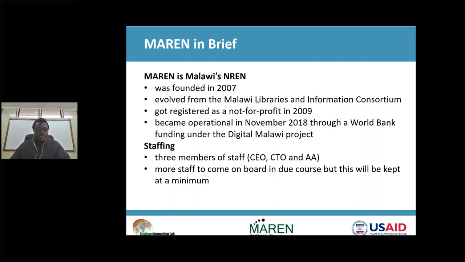MARIN is the NREN in Malawi. It was founded in 2007, and evolved from what was called the Malawi Libraries and Information Consortium. At this point, librarians were trying to negotiate affordable access to content. Indeed, they managed to do that. However, the problem was access to the content that they had negotiated for. At this point, they thought it necessary to see how best to improve internet connectivity in the country. And that's when MARIN was born.